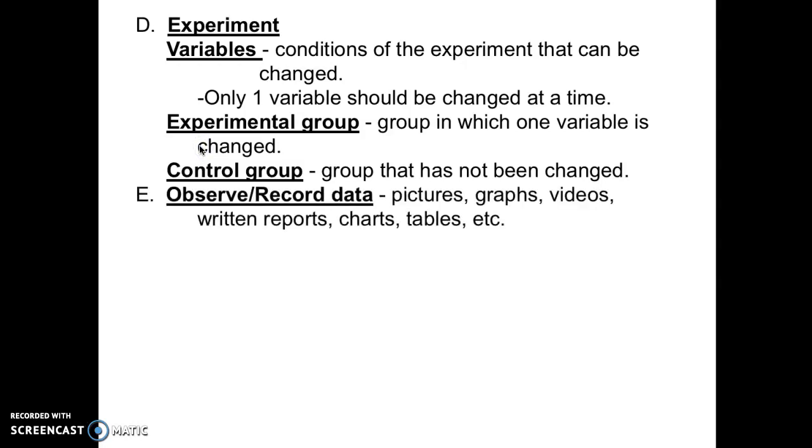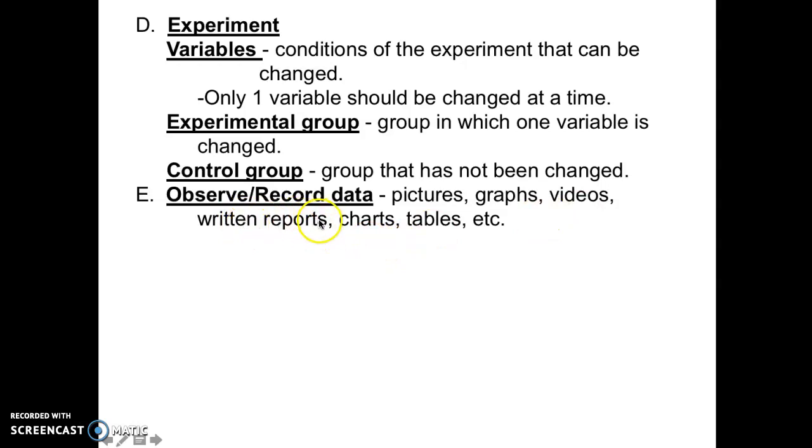Now, once that happens, you're going to observe and record the data. Sometimes we just say observe, but we're going to write it down usually somehow. We may take pictures. For example, we had plants. We could take pictures of the two plants, put them side by side, and compare them. We could use graphs that show how much they grew per day, how many leaves they had, how many tomatoes they produced, the weight of the tomatoes, whatever. Videos, possibly, not in this particular case, but maybe something like a test drive of a certain kind of car.